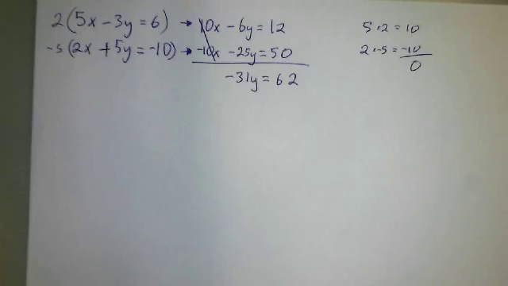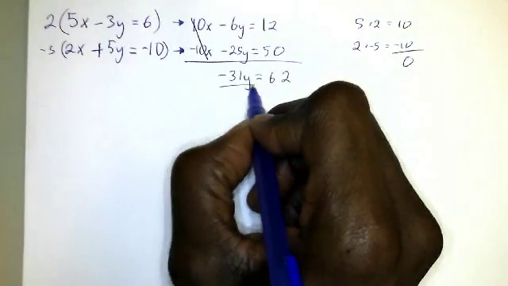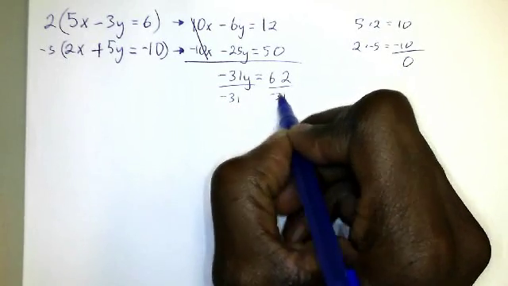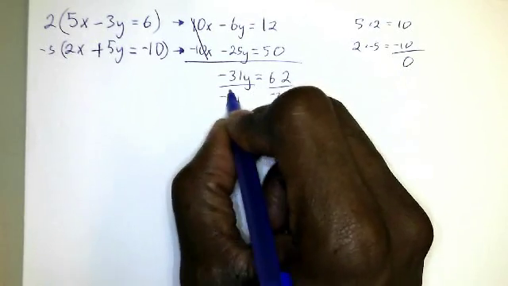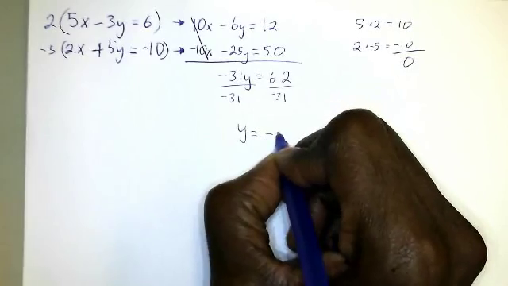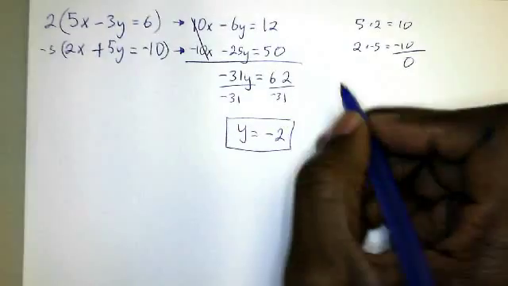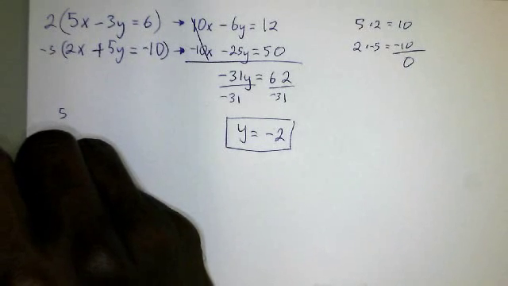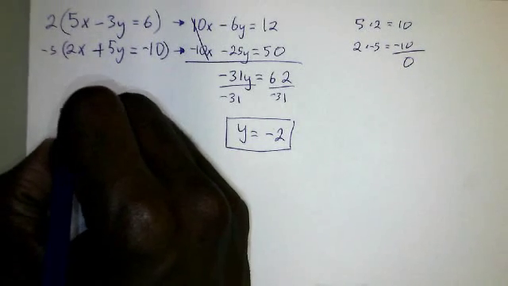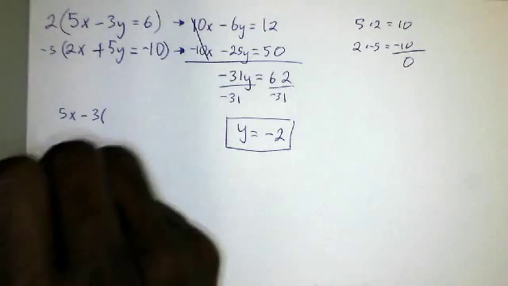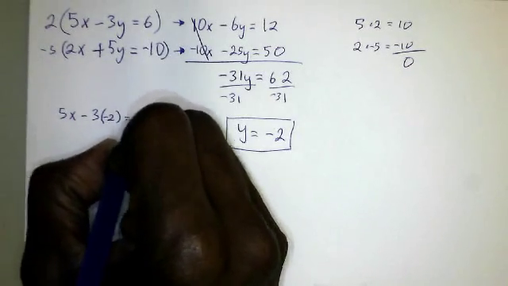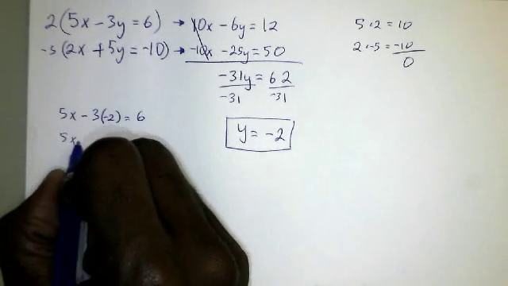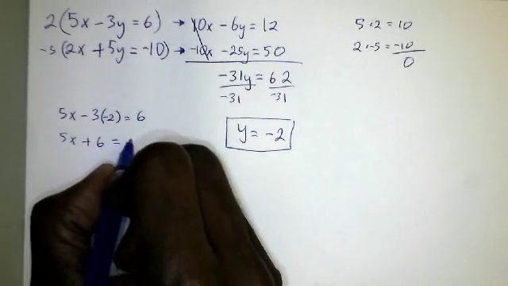Alright, now if I divide both sides by negative 31, this will give me y is equal to negative 2. Now that y is equal to negative 2, let's plug it into the original equation. It's 5x minus 3 times negative 2 equals 6, and this way we'll solve for x. So 5x plus 6 equals 6.